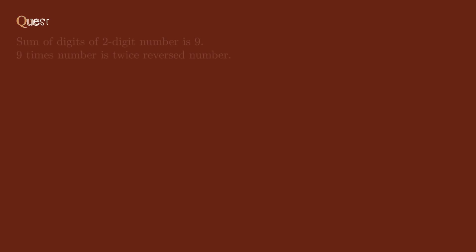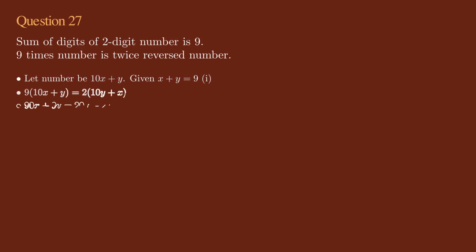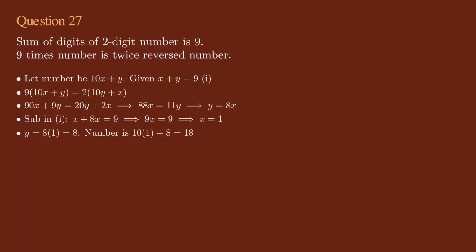Question 27. The sum of digits of a 2-digit number is 9. 9 times this number is twice the number obtained by reversing the digits. Find the number. Let the number be 10x plus y. We have x plus y equals 9. Also, 9 times the number equals 2 times the reversed number. Simplifying, we get y equals 8x. Substituting into the first equation, we find x is 1 and y is 8. The number is 18.